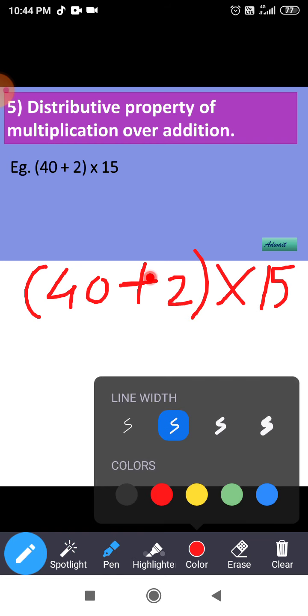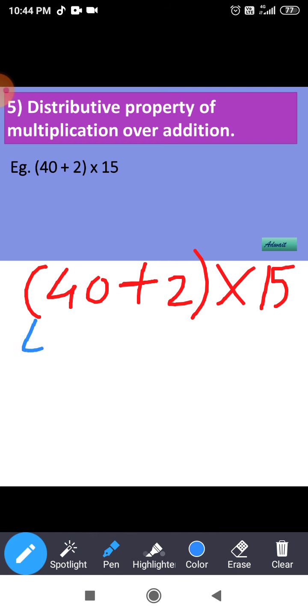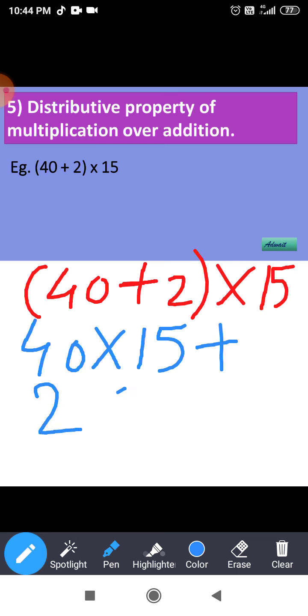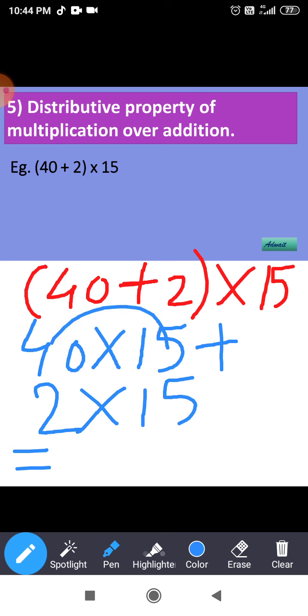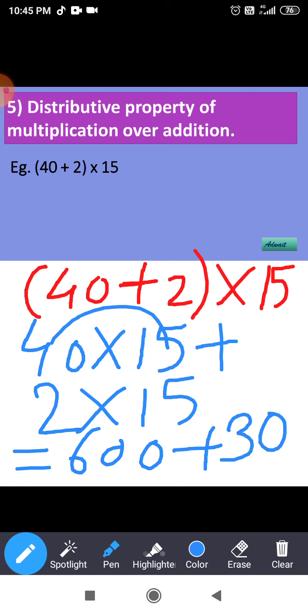Okay, so let's write 40 into 15. So the chocolate is given to 40, and what is the sign? Plus sign. And 15 is given to 2 also. Now we are going to multiply this 40 by 15. How much are we going to get? 600, and 15 twos are 30. So 630 will be the final answer.